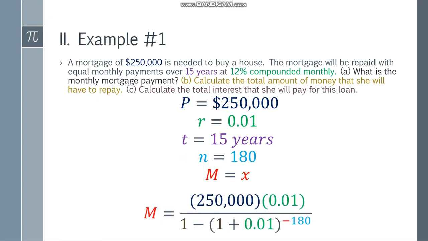Now, since we already have the value of all the variables, we can now substitute it. So we have 250,000 multiplied by 0.01 in the numerator. In the denominator, that will be 1 minus the quantity 1 plus 0.01 to the negative 180. Remember, it's a negative exponent.